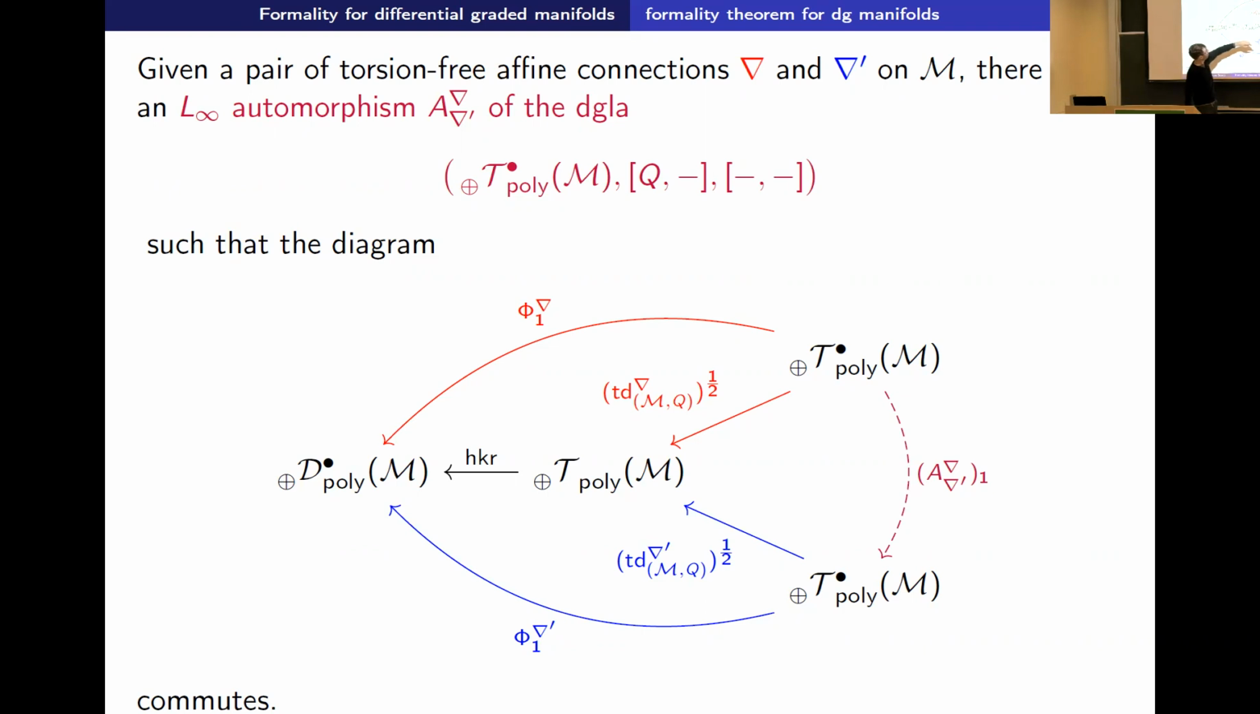Actually, one can prove that there exists an N-infinity automorphism A from T poly to itself that essentially relates phi nabla and phi nabla prime, in the sense that this diagram commutes. So this triangle commutes, that triangle commutes, and that triangle commutes.